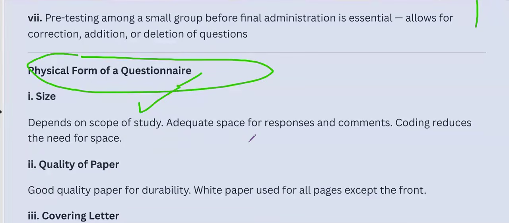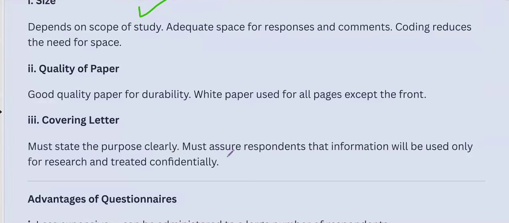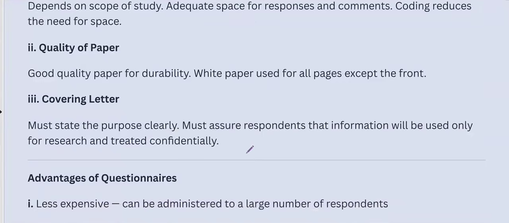Size depends on the scope of study. What can be the scope? If the scope of the study requires a larger size, it will have that. Okay. The quality of paper and all: if you are sending it physically, the quality of paper will also matter. The cover letter will also matter.